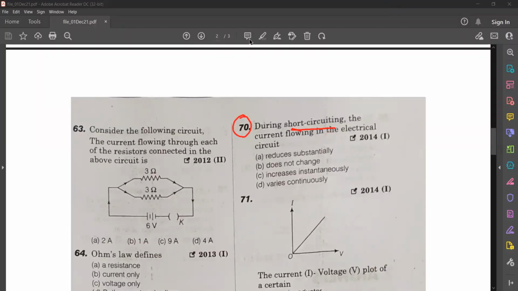So the answer is increases instantaneously. That's why we say during a short circuit, when the current increases rapidly, the fuse breaks, isn't it? So during a short circuit, the current flowing through an electrical circuit increases instantaneously. So option C is the correct answer.